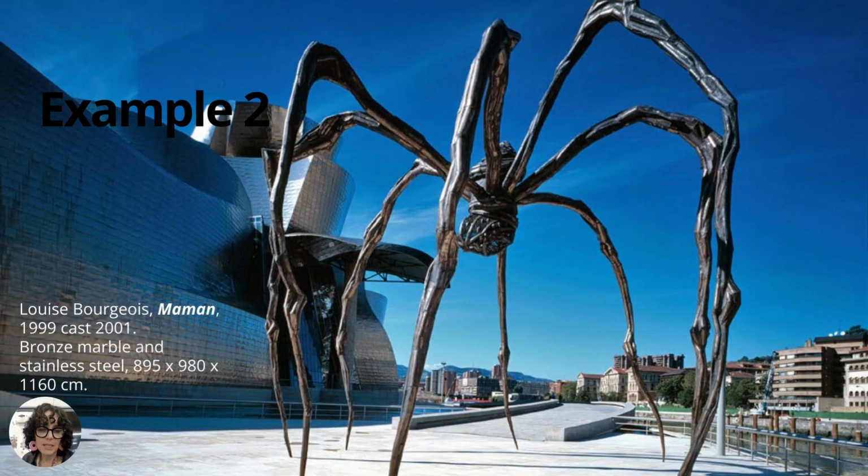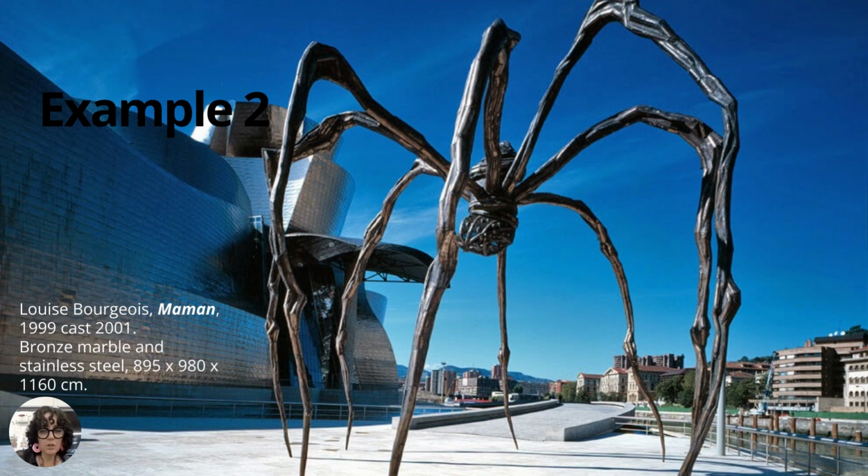Example 2. This is a sculpture in bronze by Louise Bourgeois. If you are interested in contemporary weird art that is very feminist and also just very strange, Louise Bourgeois is a really good artist to look at. This sculpture is called Maman. It was made in 1999 and this version was cast in 2001. It's bronze, marble and stainless steel, and it's pretty big, 895 centimeters by 980 by 1160. So that's like 8.9 by 10 meters by 11 meters. I wish there was a person in the picture so you could get a sense of its scale.